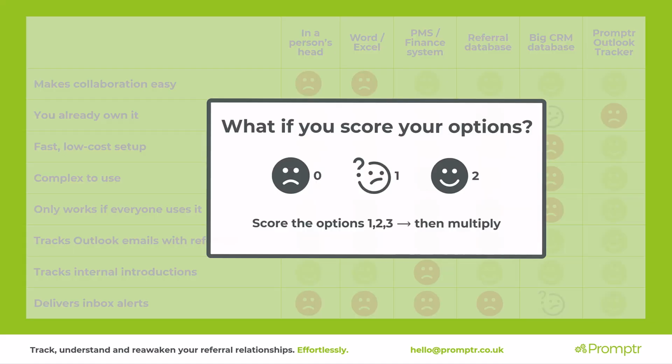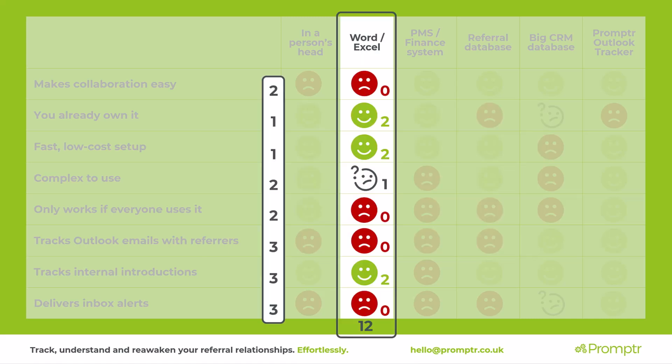Now, what if you score your options? So let's pretend you've got the smiley faces and you've scored them 0 for no, 1 for a question mark and 2 for positive, and then score your options and then you multiply them. Let's give you an example so that you could put this into your own firm.